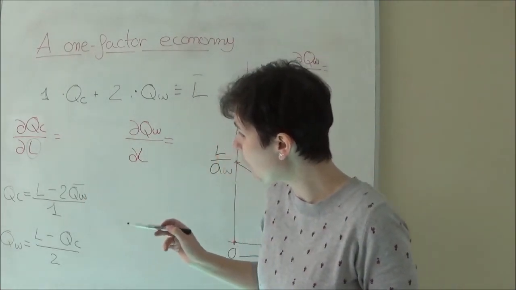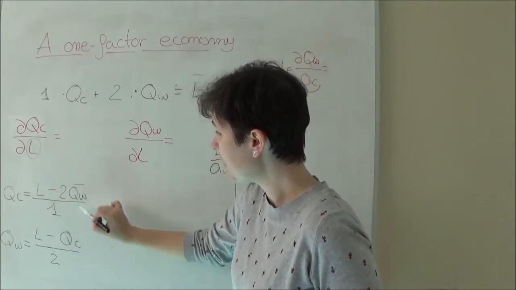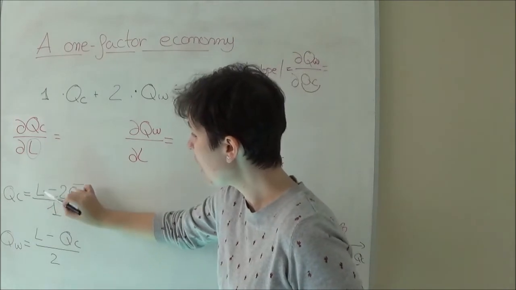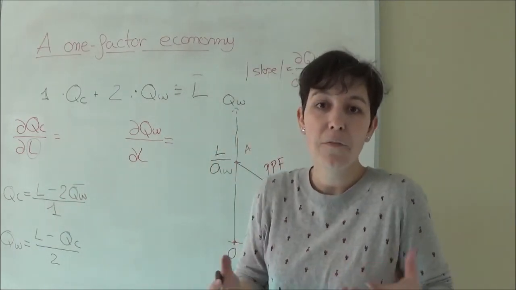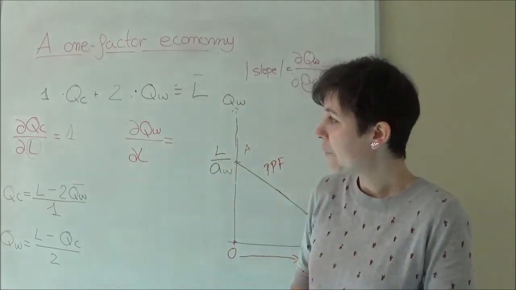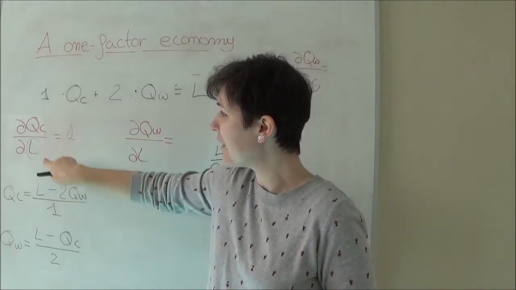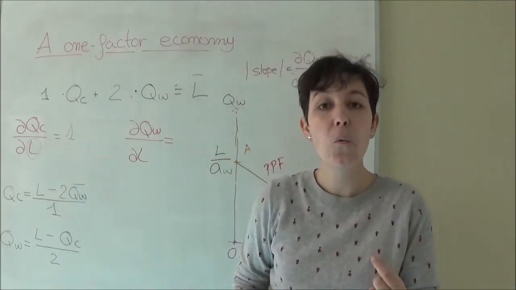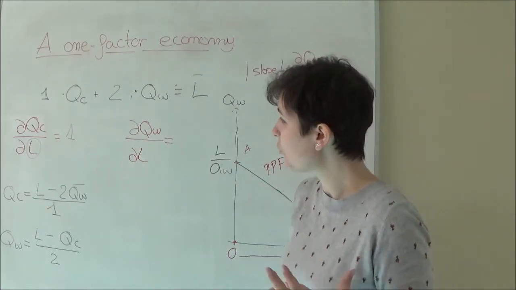So the derivative of this is 0, and here we have L divided by 1. So it's L. The derivative of L with respect to L is 1. That means if you introduce one worker more in this industry, you are going to get 1 unit of cheese more. Okay, so that is the result.